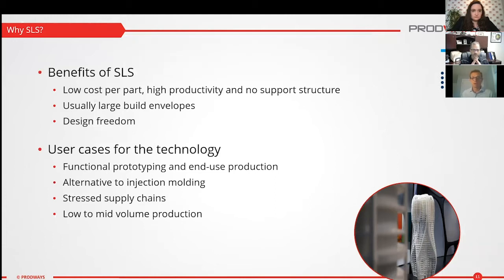In terms of vertical markets, you can find SLS pretty much everywhere where you would have some polymers: automotive, aerospace, but even consumer products. So there is really no specific vertical market for this technology.